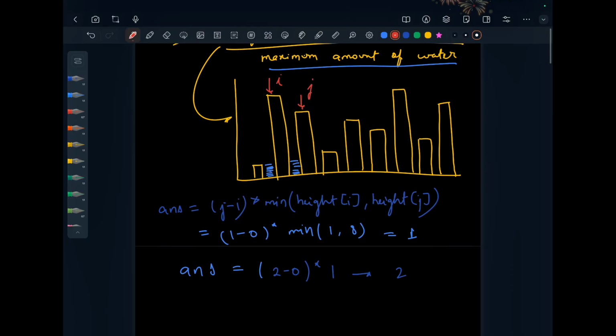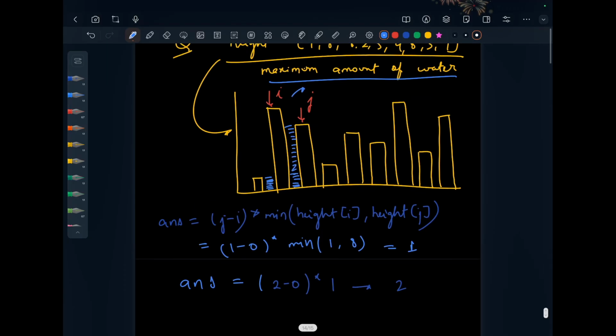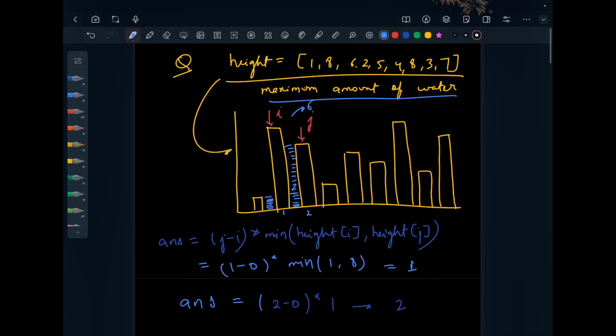Now we will try to find the max answer. In this case the distance is 1, right? j minus i, j at the 2 position, i is at 1, so distance is 1. And what is the minimum height between these pillars? It is 6, so our answer will be 6. Now if we have j here, our answer will be reduced because height is 2, so our answer will get updated. So while finding the height we are taking minimum, while finding the answer we are taking maximum. So let's move to the next pillar.